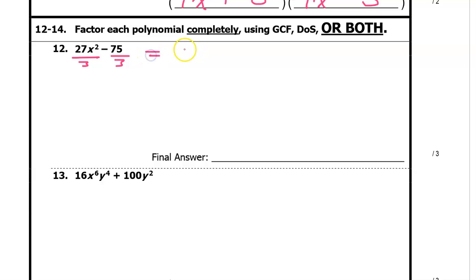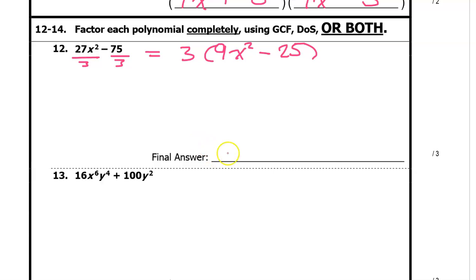So I can rewrite this as 3 times, and then whatever's left behind. 27 divided by 3 is 9. And then I just have the x squared. 75 divided by 3 is 25. You can use your calculator if you need to, but 3 quarters makes 75 cents.